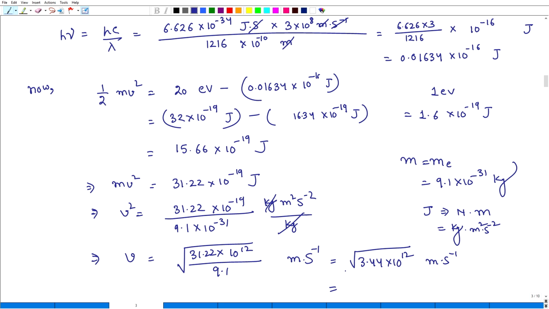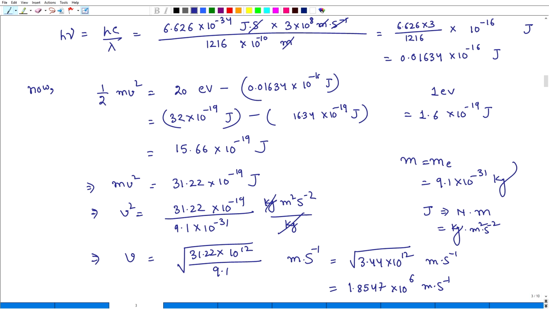Calculate this properly, because we have to take the root. It's 3.44, so the root is 1.8547, and the root of 10 to the power 12 is obviously 10 to the power 6, so it's 10 to the power 6 meter per second. So this is our reduced velocity after collision.